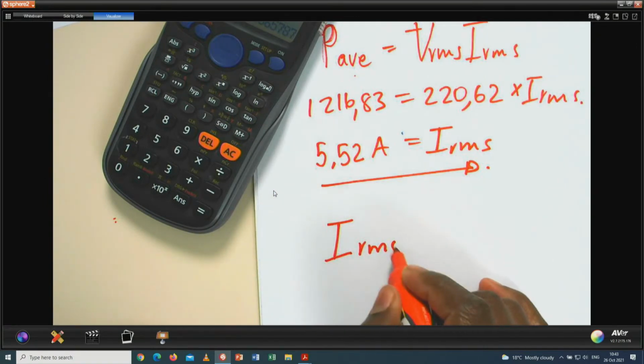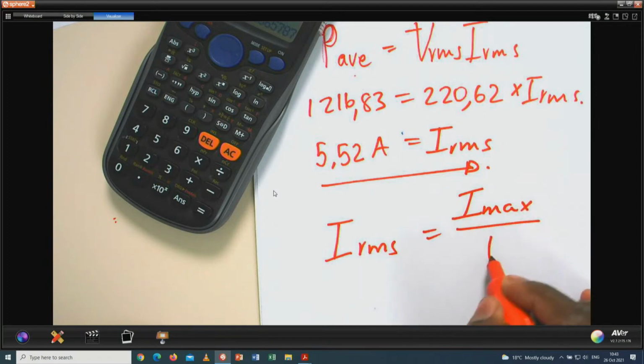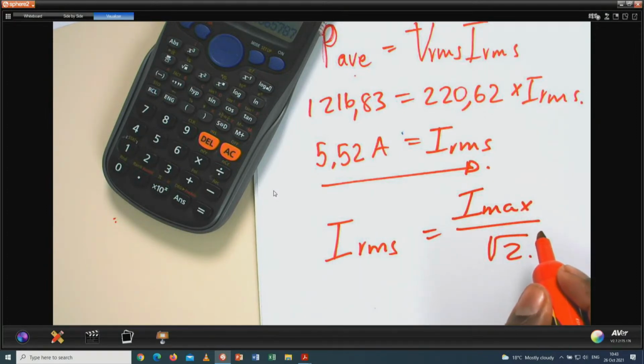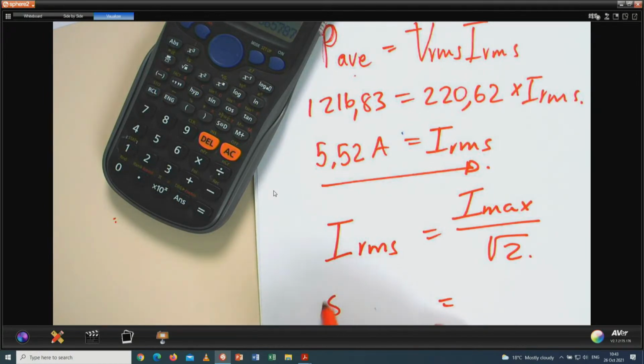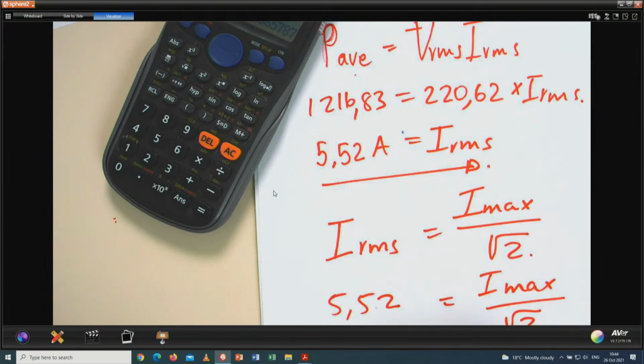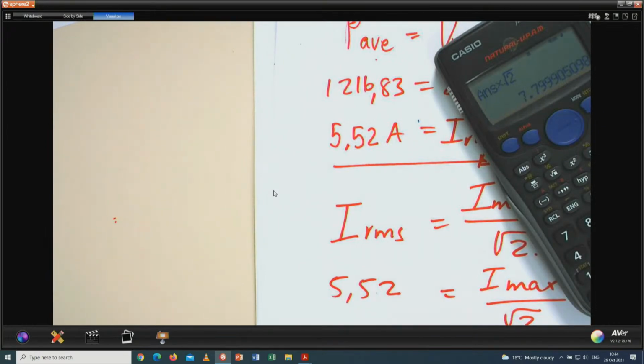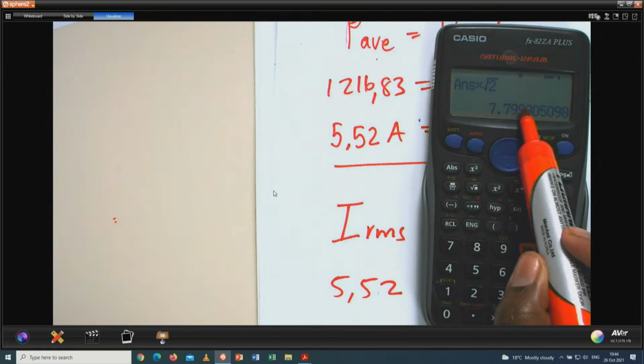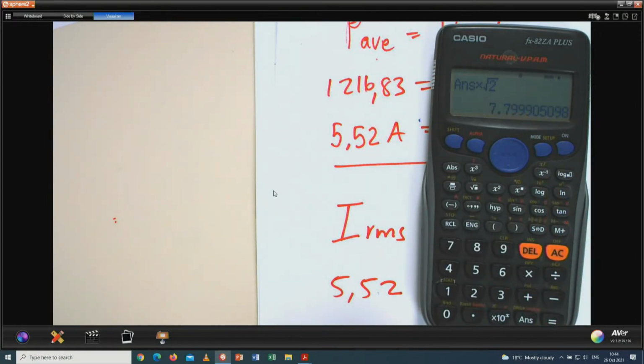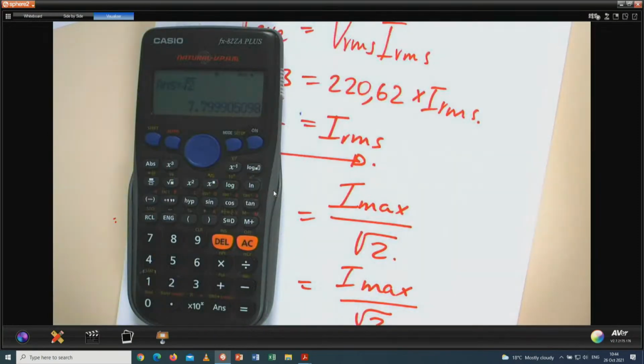Therefore, we say IRMS is equals to Imax over root 2. And then you say IRMS is 5.52. And then you've got Imax here. You've got root 2. So 5.52 multiplied by root 2, get Imax is 7.80, because if you make this one, you add 1 here, you get 10, and then it adds another 1 here, so it's going to be 7.80 amperes. Now let's try to find another question.